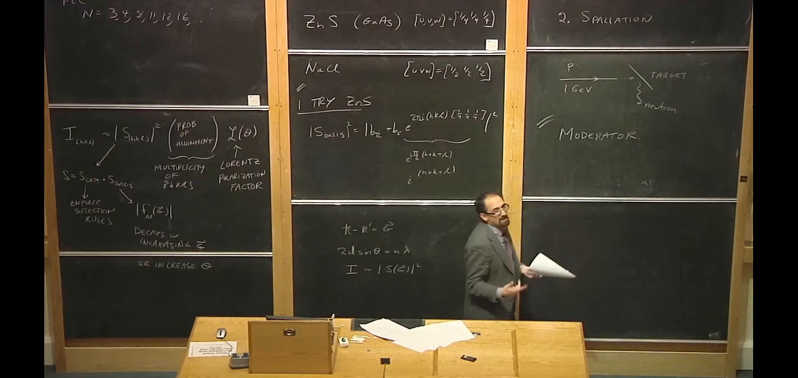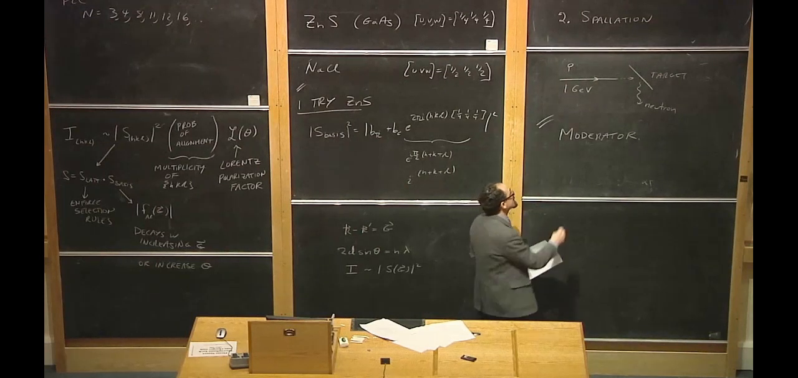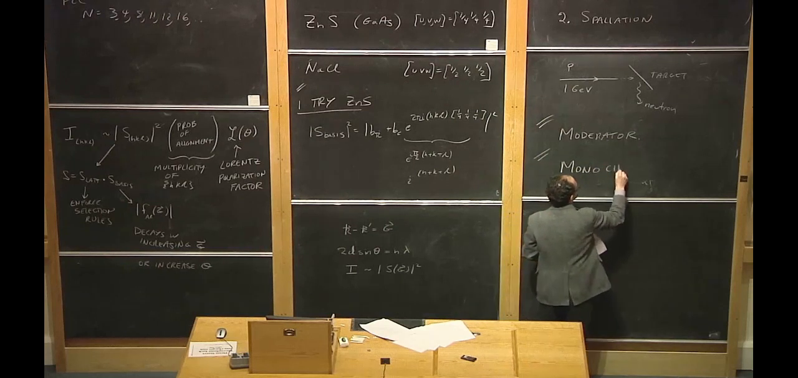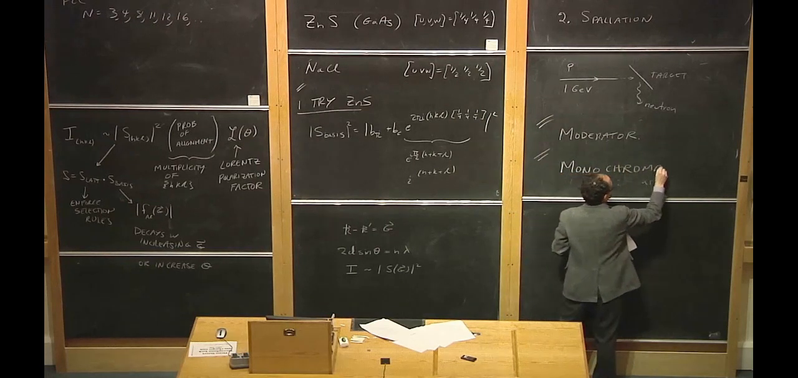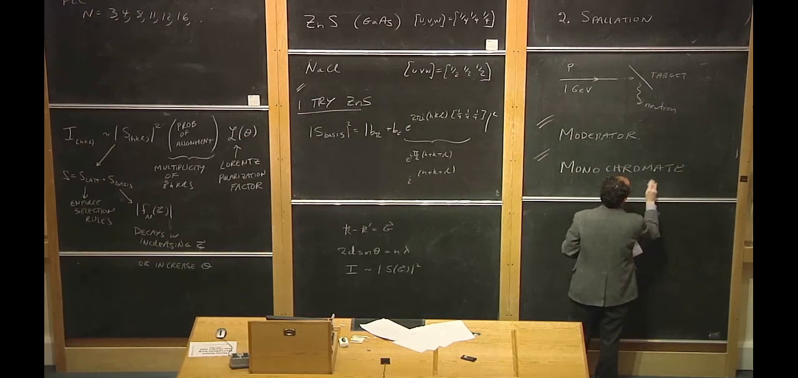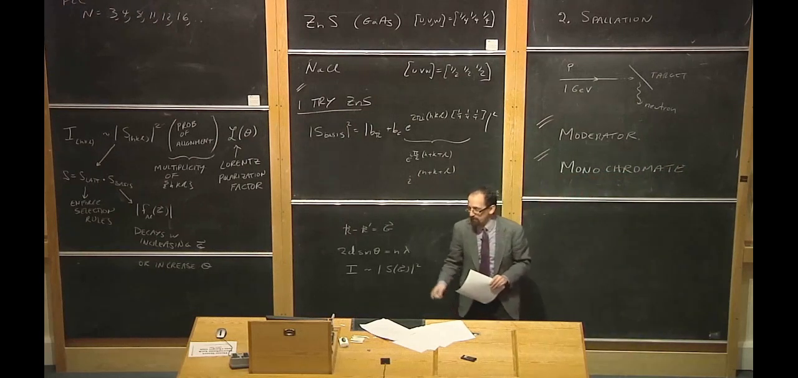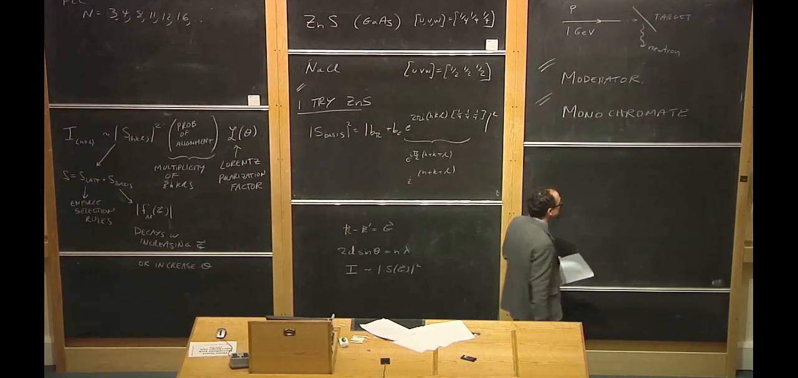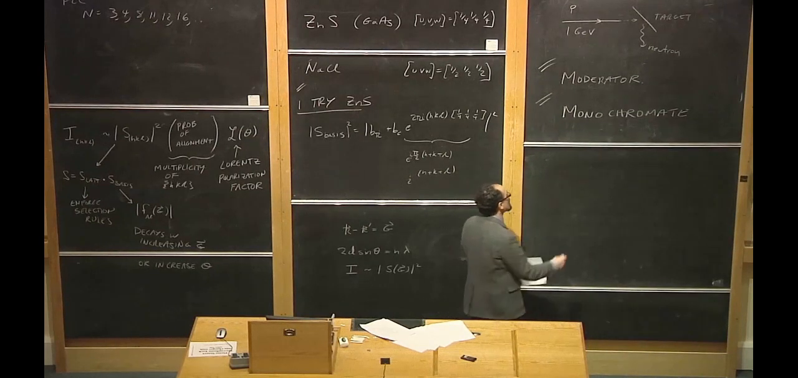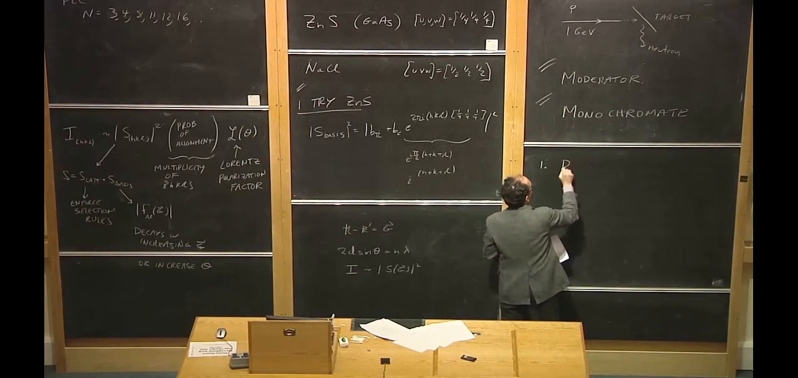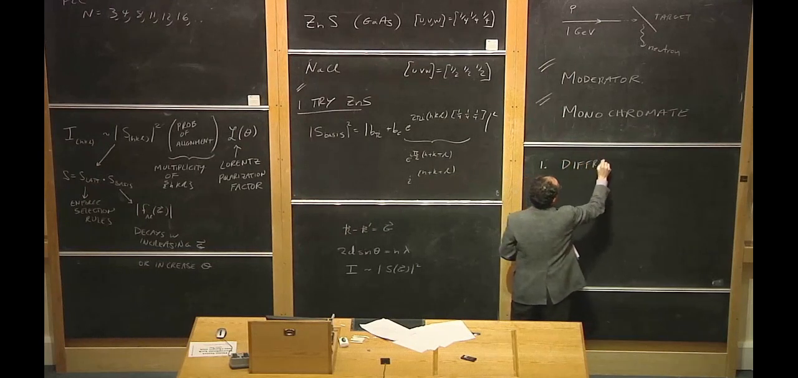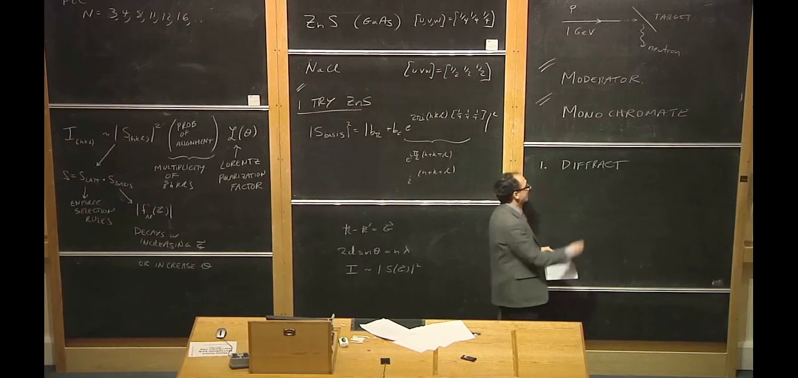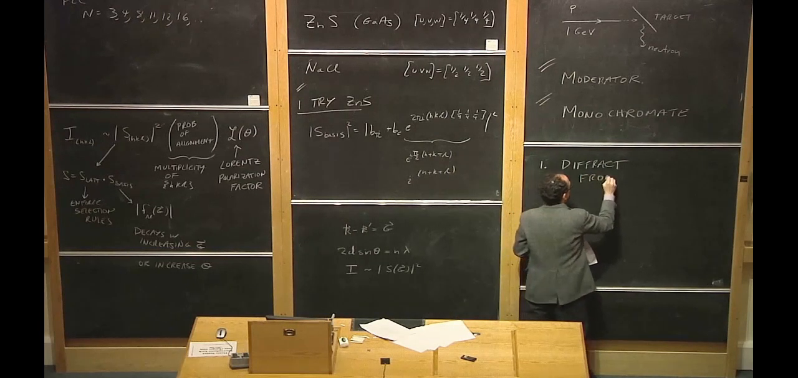Now, once you have the neutrons coming out, you need to somehow figure out how to make them monochromatic, meaning you just want to get one wavelength. Remember, that was the first rule, know your wavelength. So how do you monochromate? One way, method one, is to diffract. You can use a crystal that's known. We mentioned this in the case of X-rays as well. Diffract from a known crystal.